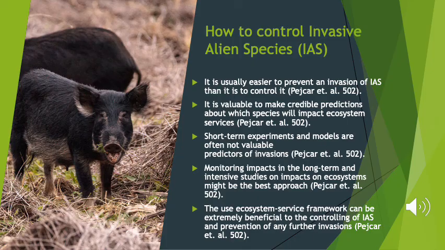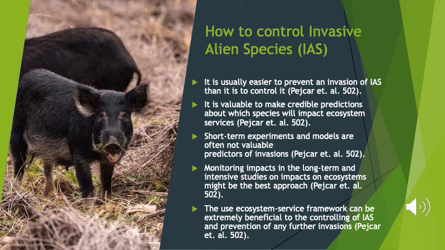How to control invasive species. It is usually easier to prevent an invasion of invasive species than it is to control it. It is valuable to make credible predictions about which species will impact ecosystem services and when these invasions will occur. You can do this by looking at previous invasions of certain species and comparing them to past years. Short-term experiments and models are often not valuable predictors of these invasions, while monitoring impacts in the long term and intensive studies on impacts on ecosystems might be the best approach.